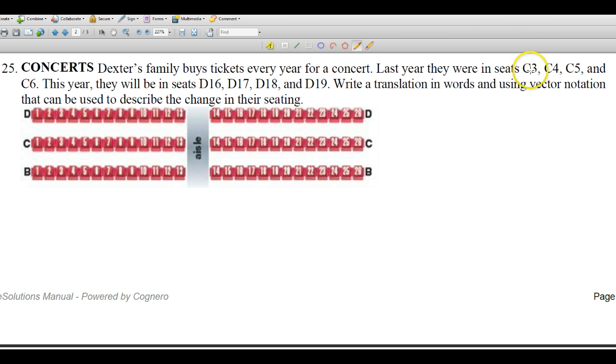So if the first person starts at C3 and that first person ends up at D16, then from 3 to 16, that's a change of 13 units to the right. And starting at C and then moving up to this row, so that's a change of up 1. So then in words, we would just say they move to the right 13 seats and back 1 row.